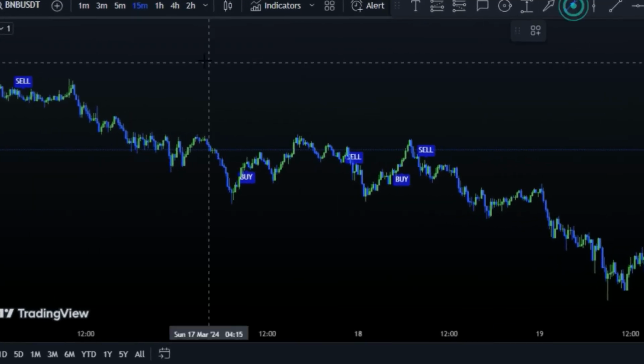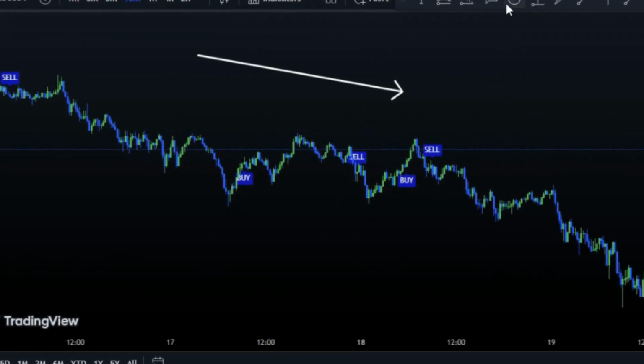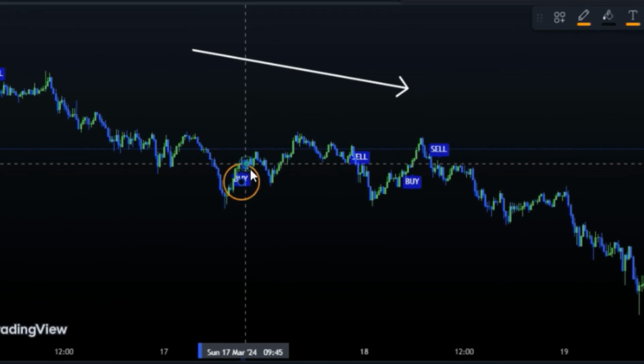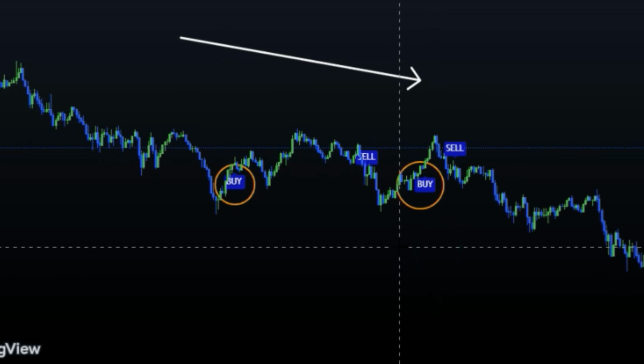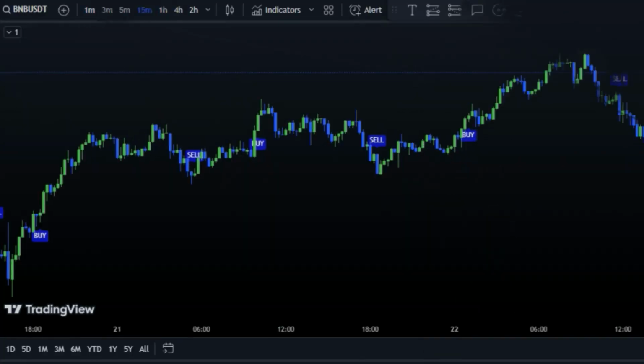But here's the deal, no strategy is perfect. This indicator might sometimes give signals that go against the trend, which can be tricky. But don't worry, we're going to fix this issue in a bit.